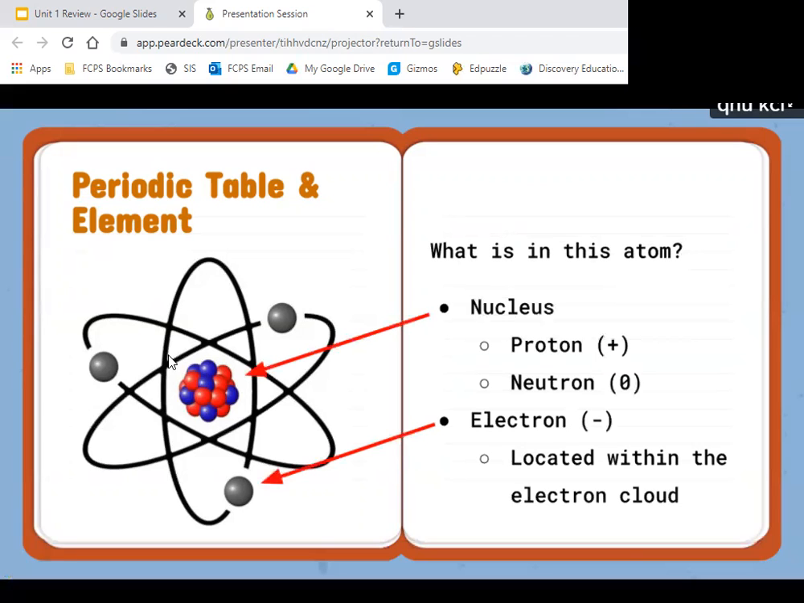So here's the following answer. Nucleus has protons and neutrons. They have positive and no charge. Electrons have a negative charge, which is located in the electron cloud, which we haven't actually gone over yet, but just remember that, that's all.